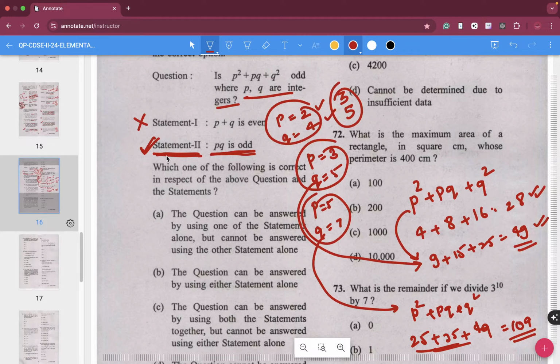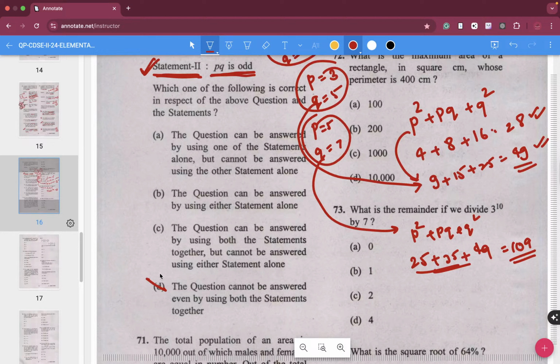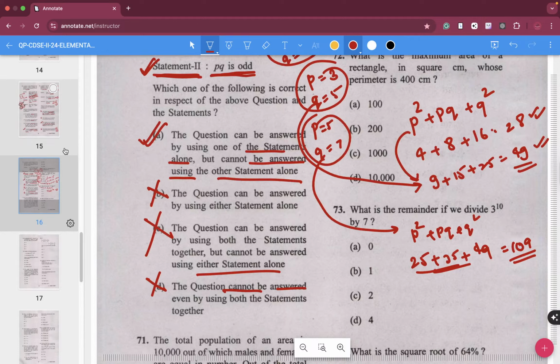But by using the other statement we are not able to answer the question. So the question can be answered by using one of the statements alone, but cannot be answered using the other statement alone. So for question number 70, A is going to be the correct answer, folks.